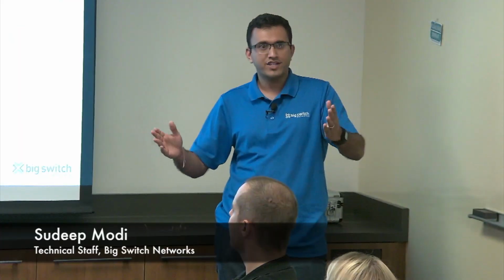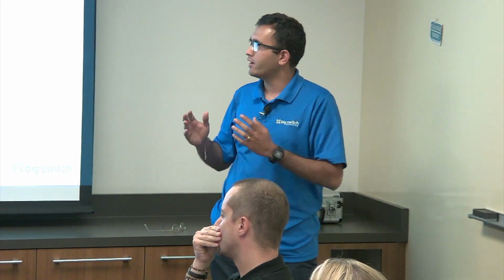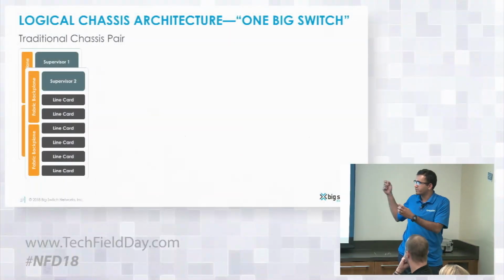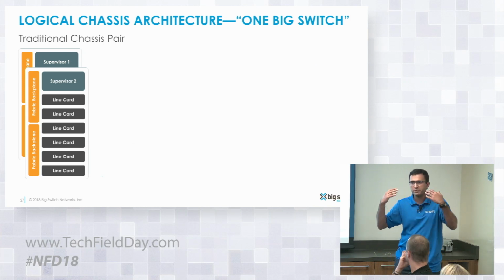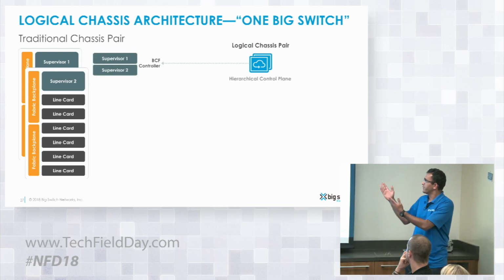So very quickly, I want to explain what BCF is in a nutshell, and Kyle touched upon this one big switch analogy. So traditional chassis pair, you have a pair of supervisors, you have line cards where you attach things, and you have the fabric backplane. Everybody knows this. So what is BCF in a nutshell? It is actually one big switch, right?